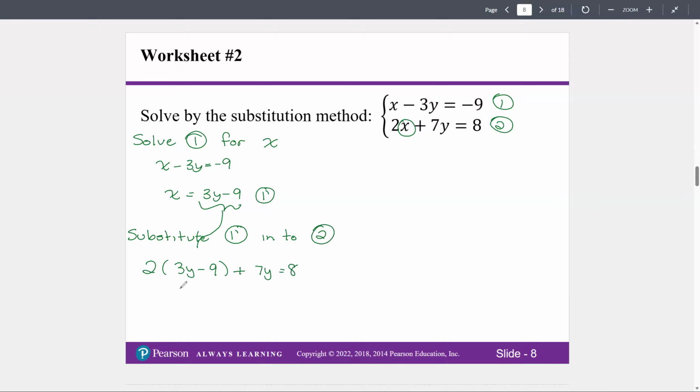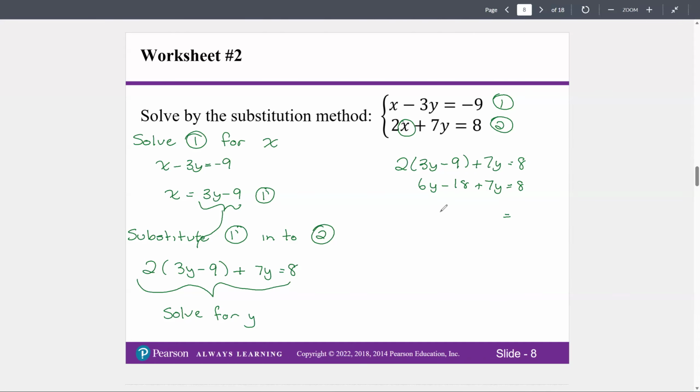So I lost my line there for a second. So now we have this line here. We have in equation 1 variable y, so we're going to solve for y. So we're going to have 3y minus 9 plus 7y equals 8. So we're going to have 6y minus 18 plus 7y equals 8.